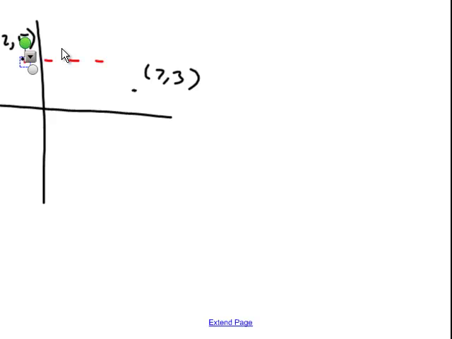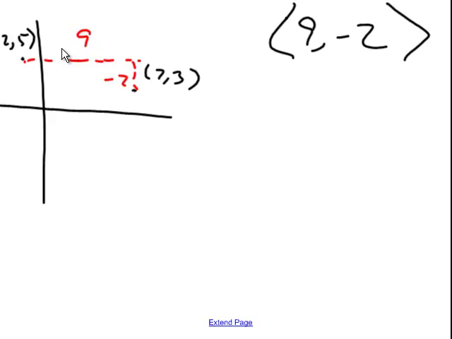The component form is going to be how far am I going right and left, and then how far am I going up and down. Well, going right and left, I go from -2 to 7, which is 9, and going from 5 to 3 down, that's -2. So the component form of my vector is <9, -2>. Notice it's a vector, so I'm using the less than, greater than signs.